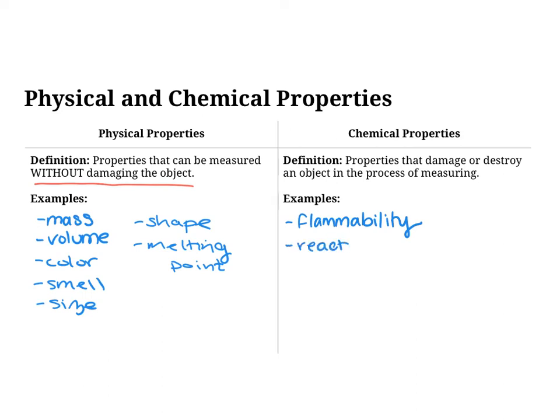Another example could be reactivity. So if you take a liquid and you dump another substance in there and you see if it reacts, that's going to destroy the object, because either it is going to react and form something new, or it's not going to react, and now you have two things mixed together that now change the properties of what you have. Durability. So if you see how durable something is, you're going to have to try to break it. And in the process of doing that, you're probably going to break it. And again, that's damaging or destroying an object. So again, you're going to get more practice with these, but these are just some examples of the difference between physical properties and chemical properties.